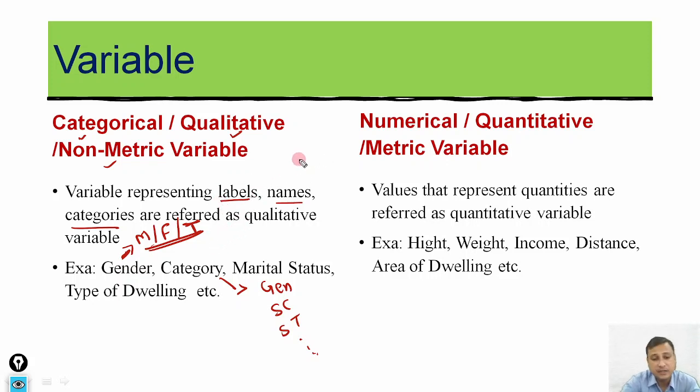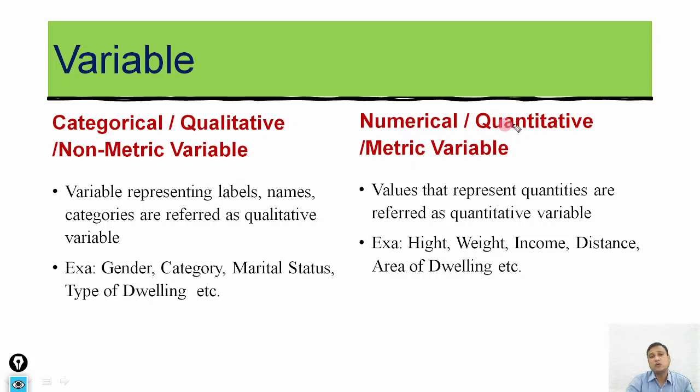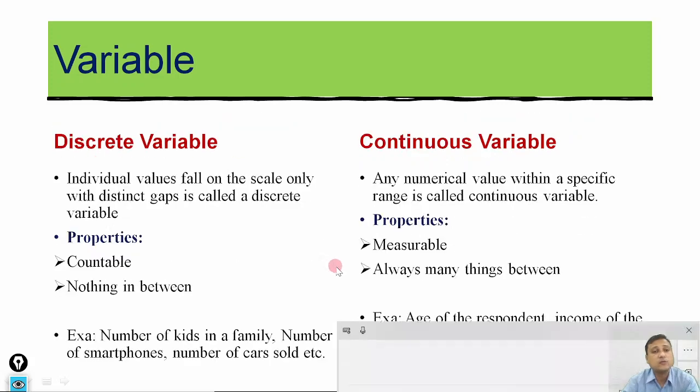Now on the opposite side, we have numerical or quantitative or metric variables. In this case, values that represent quantities are referred to as quantitative variables. And here are the examples: height, weight, income, distance, and so on and so forth. All of them represent numbers, or say quantities. We measure all these things using different numbers. So whenever numbers are there, those things are known as numerical or quantitative or metric variables. Hope you understood this. Now I'll go further.